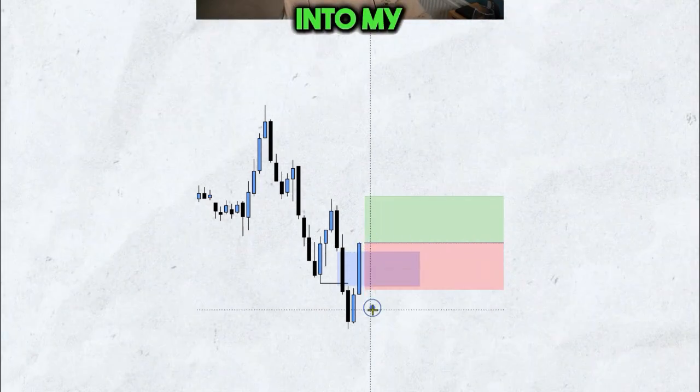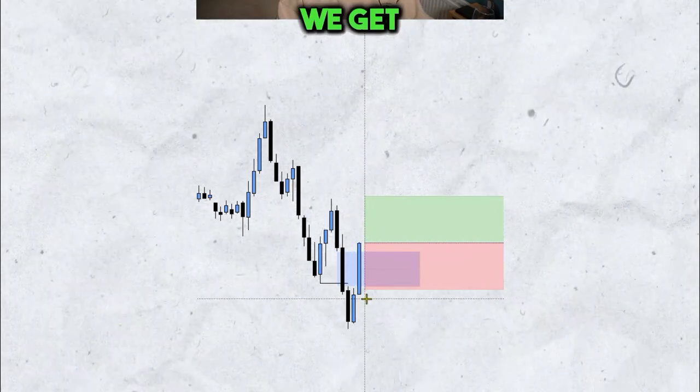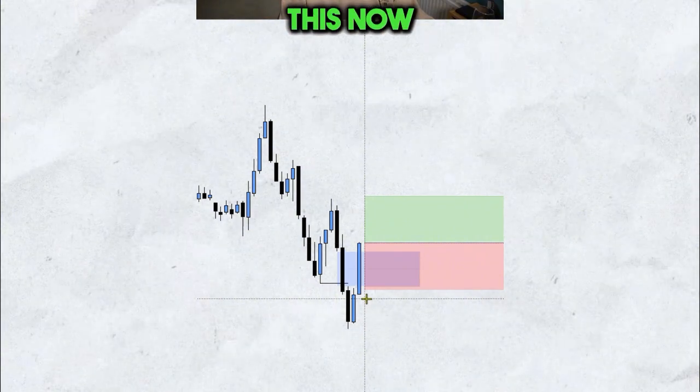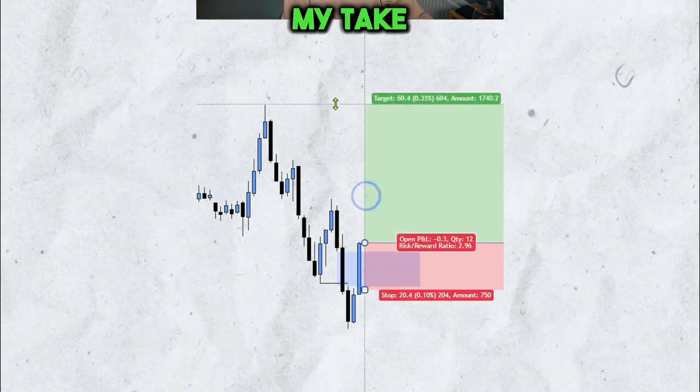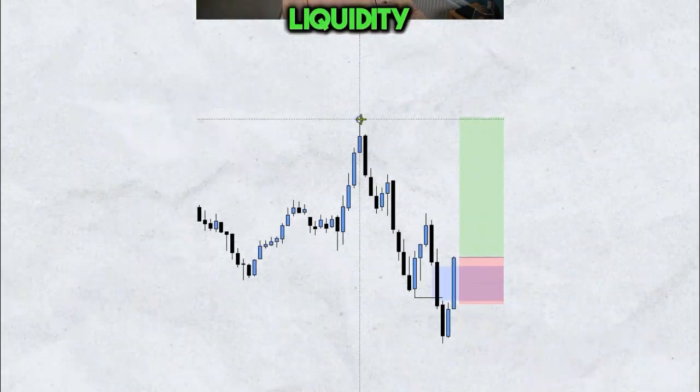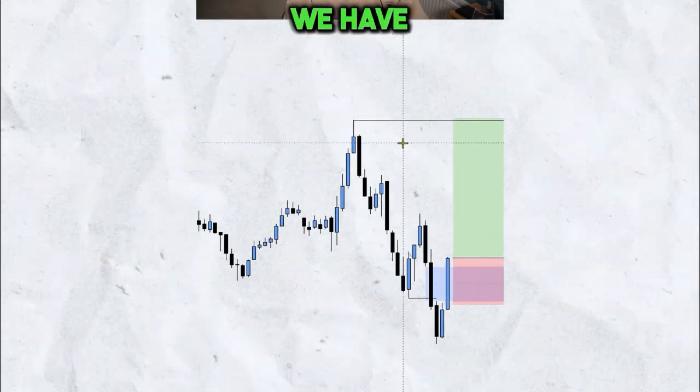So I will enter into my long position. My stop loss is if we get a candle close back below this now inversion fair value gap. Then my take profit is simply buy side liquidity in the market. For example, here we have this swing high.